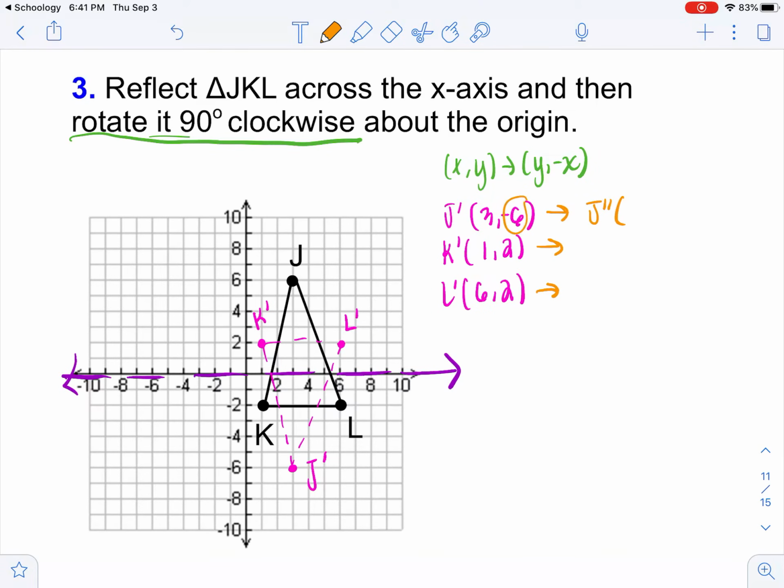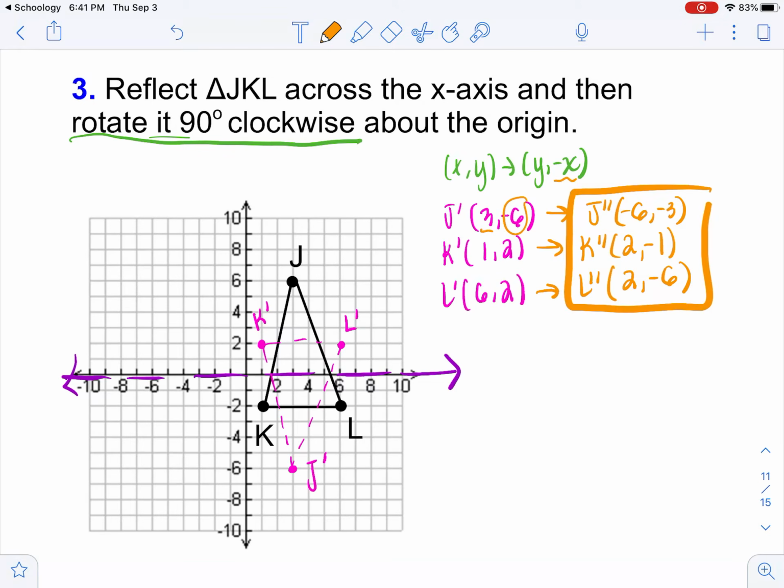J double prime. So remember, I'm going to write down what y is. That's -6. Take the opposite of x, -3. K prime, write down what y is, 2. Take the opposite of x, -1. L double prime. Write down what y is, 2. Take the opposite of x, -6. This is my image's points, so I'm going to box it. And I'm also going to graph it. (-6, -3). J double prime. (2, -1). K double prime. (2, -6). L double prime.